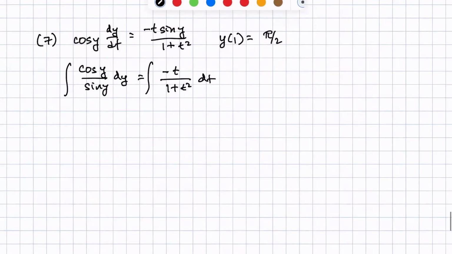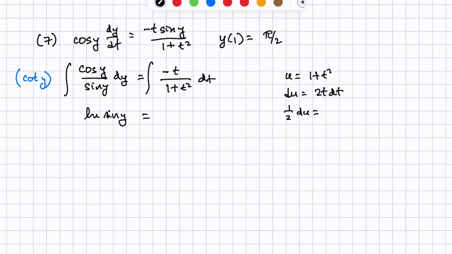Now, this function right here is cotangent, and we saw earlier that the antiderivative of cotangent is just the ln of sine y. And then here, if I take a u substitution, u equals 1 plus t squared, then du equals 2t dt. So 1/2 du is t dt. Therefore, I have a minus 1/2 antiderivative of du over u. So I have ln of sine y.